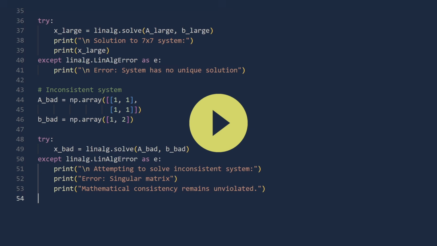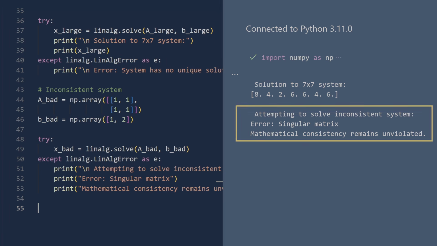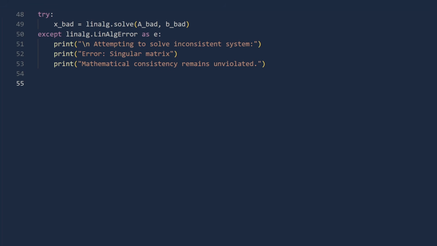Run. As expected, NumPy detects the mathematical impossibility and refuses to compute a solution. While we could solve systems using matrix inversion, the solve function is preferred for its numerical stability. In other words, small differences will not start an avalanche of rounding errors. Let us compare both methods.